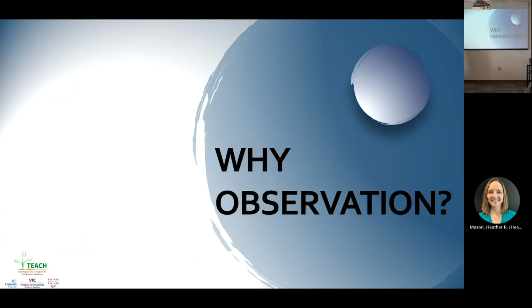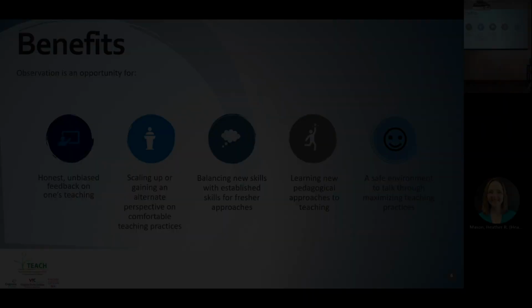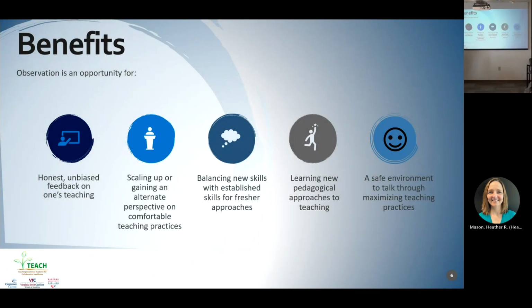So let's dig into why an observation may be helpful. These are some of the ones that we came up with. It's a way to have some honest, unbiased feedback on one's teaching. You can look at what's there and scale it up and get some perspectives on what you're already doing and how you can emphasize and make that better. You can balance some new skills with what you're already doing, and it doesn't take much, like you said, having a little bit of a gap and then finding out what it is and tweaking it just to make it a little bit better and more engaging for your learners.